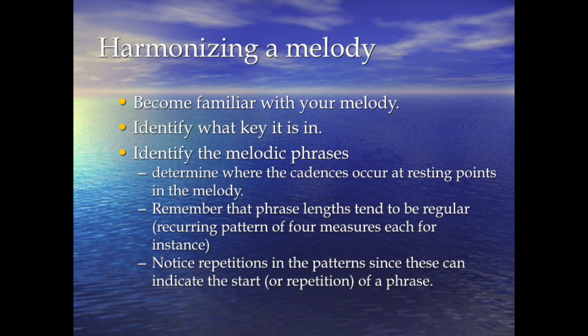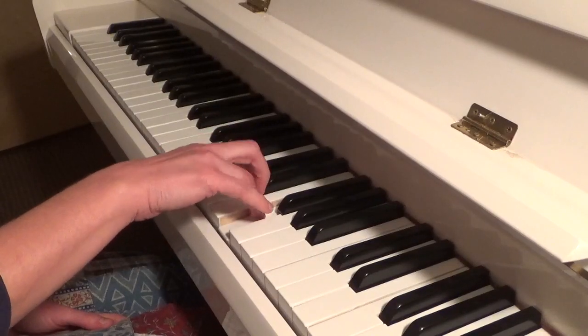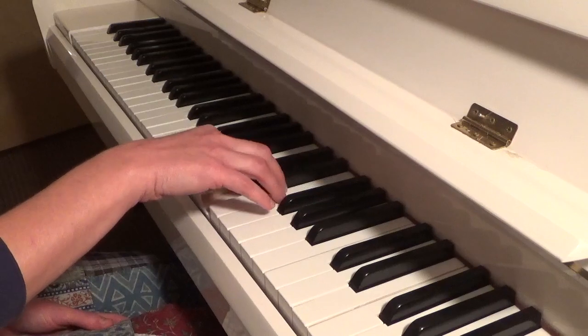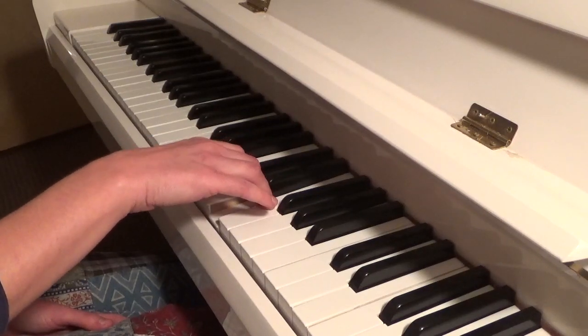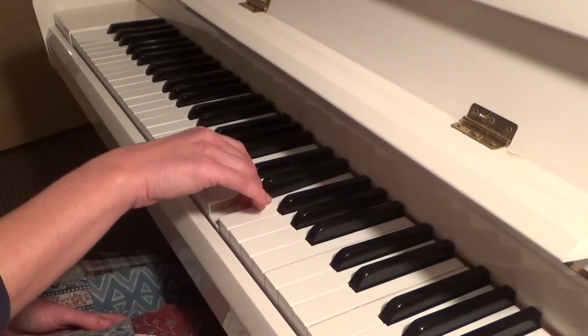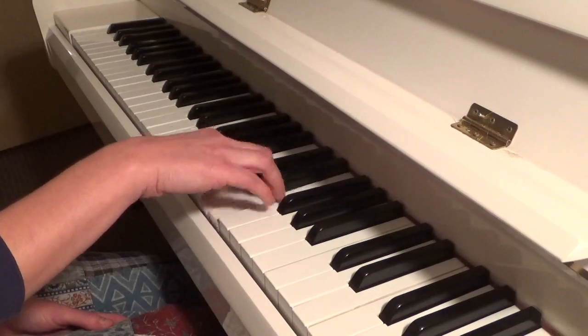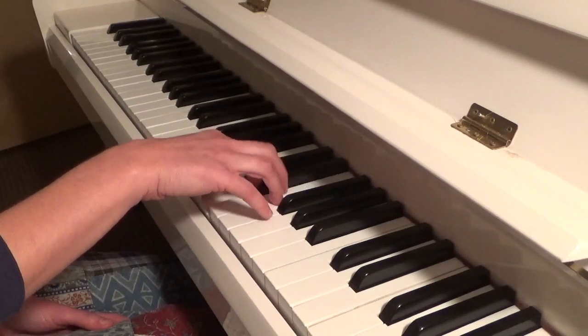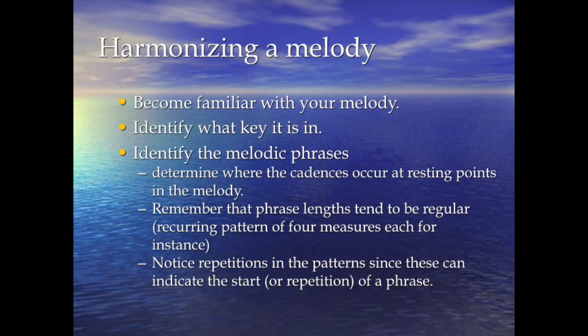Harmonizing a melody. The first step is to become familiar with your melody. You can start doing that, just play through it, get used to how it sounds, and identify what key it is in. Let's take an example of a melody. And that was Ode to Joy from Beethoven's Ninth Symphony.